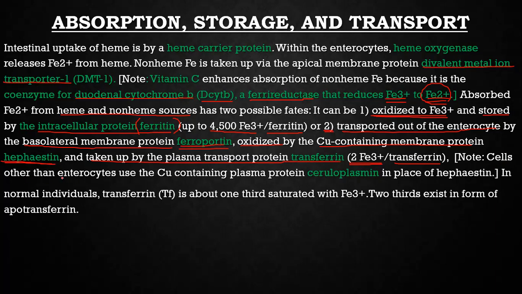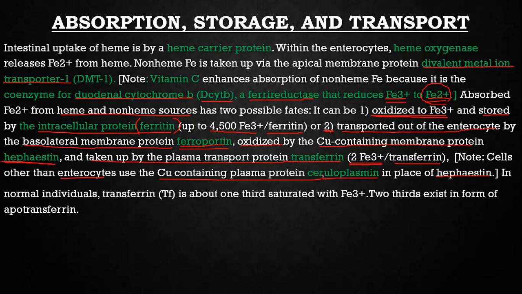The other cells, other than enterocytes, usually also contain a copper-containing plasma protein known as ceruloplasmin. They don't have hephaestin. So if they want to transport this iron out of their cytosol, say the macrophages, because the macrophages usually degrade heme also, they will first use the ferroportin, but they don't have hephaestin like enterocytes.